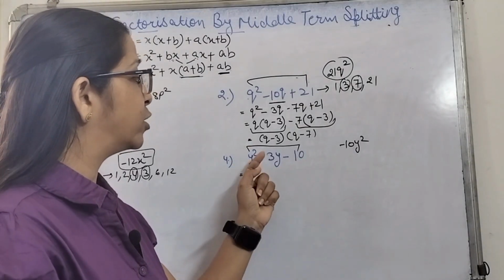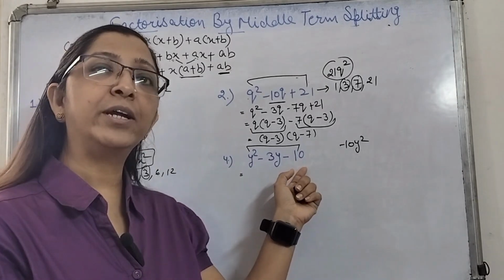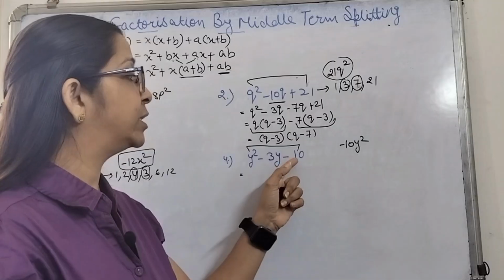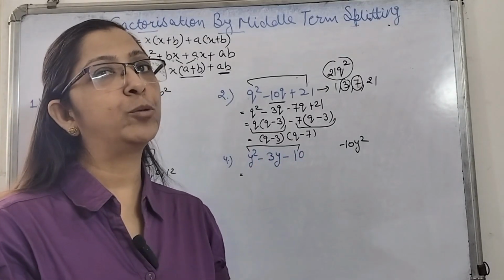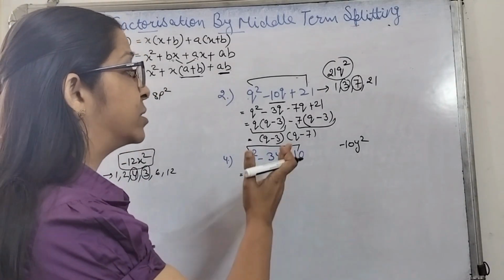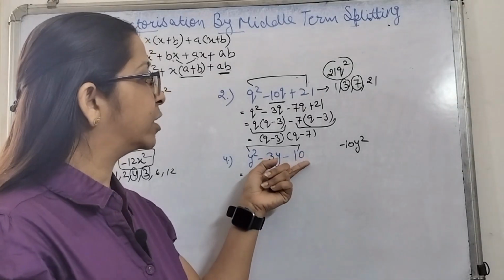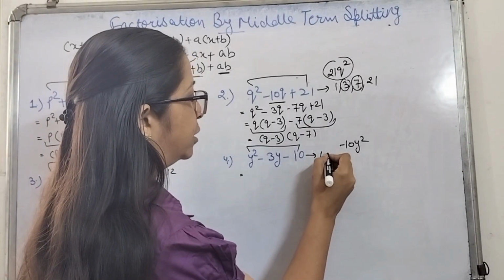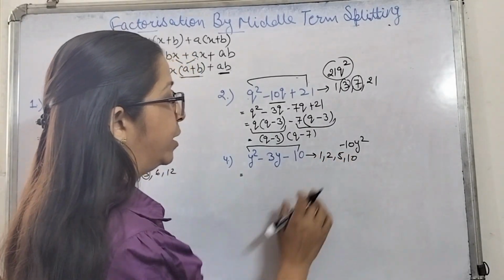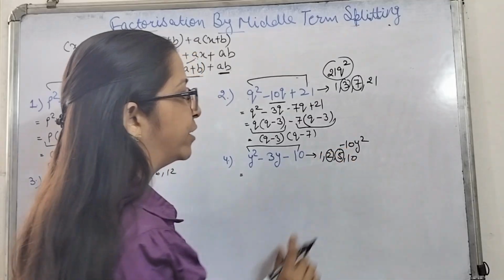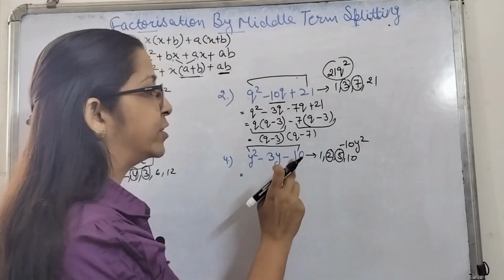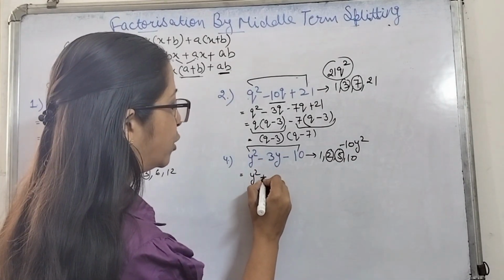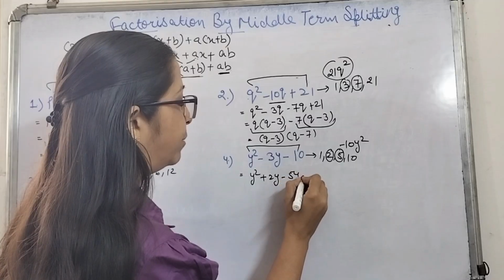So when is it possible? When the sum is coming negative and the product is also coming negative. The product is negative, which simply means one of the terms will be positive and one of the terms will be negative. Then only the product could be negative. That means the difference between the two terms will be 3 and the product will be 10. Now check the factors of 10. It is 1, 2, 5 and 10. We can see over here the difference of 2 and 5 is 3 and the product of 2 and 5 is 10. So we can write minus 3y as plus 2y minus 5y, minus 10.